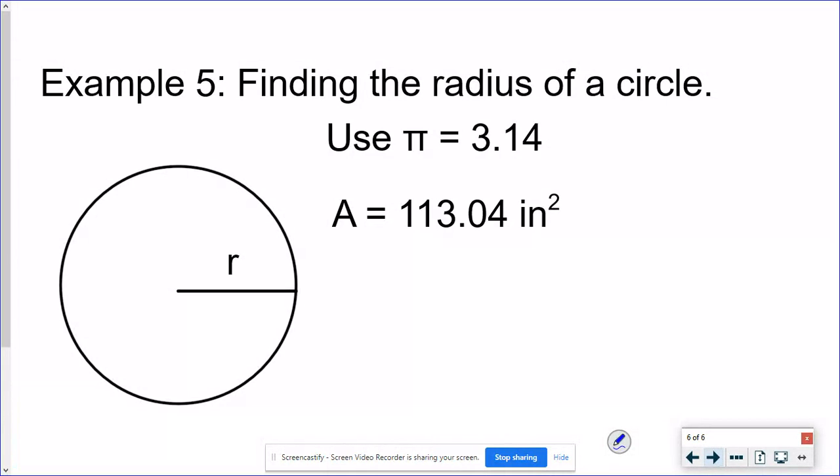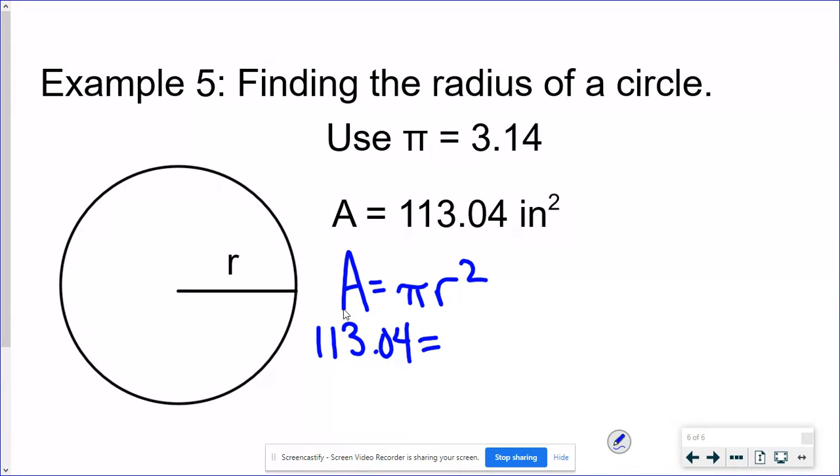So our area formula for a circle is A equals pi r squared. I know the area, that's the 113.04. Pi, we said we're going to use 3.14, and I don't know that radius. And by the way, the square, I can't just get rid of that yet, right? But I can get rid of the 3.14. To get rid of multiplying by 3.14, I would divide. Again, great place for a calculator. So I would do 113.04 divided by 3.14, and that gives me 36.